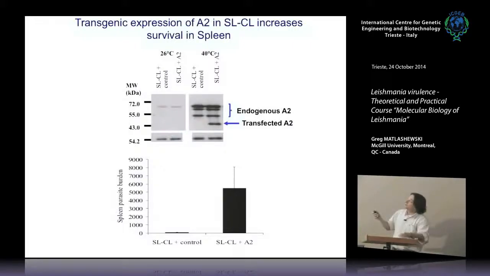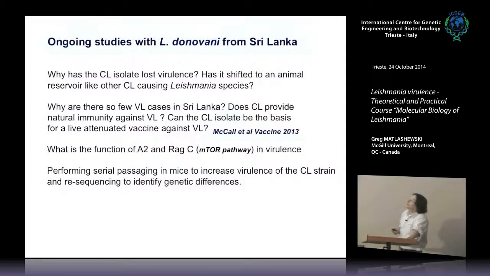Again, you can do the experiment of adding it back. So we add one more copy of A2 back into the cutaneous form, and we could increase the level of infection. So there has to be a threshold level of A2 for the parasite to survive in the liver and spleen. So we have a number of ongoing studies, and these are questions we still don't know the answers to.